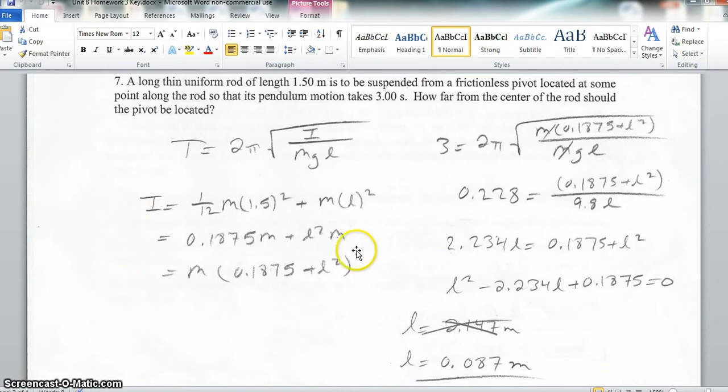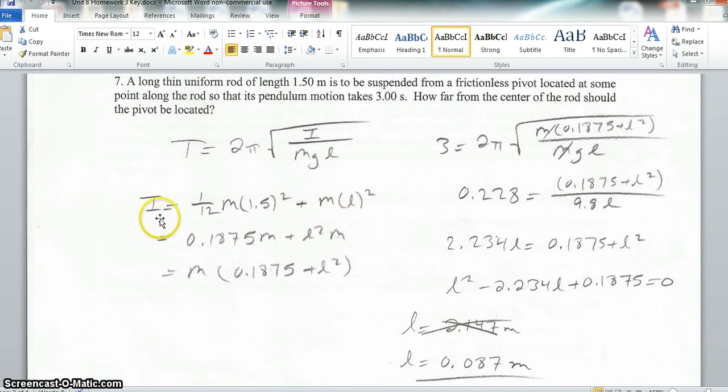Well, the parallel axis theorem. This is what I'm using down here on the left-hand side. The parallel axis theorem says the moment of inertia for the rod equals the moment of inertia about the center of mass, which is 1/12 m times 1.5 squared, my 1/12 m times the total length of the rod squared, plus m times L squared, L being the distance between the pivot point and the center of mass. That L is what I'm ultimately looking to solve for.